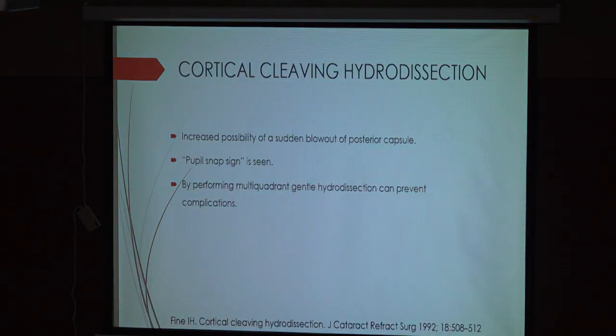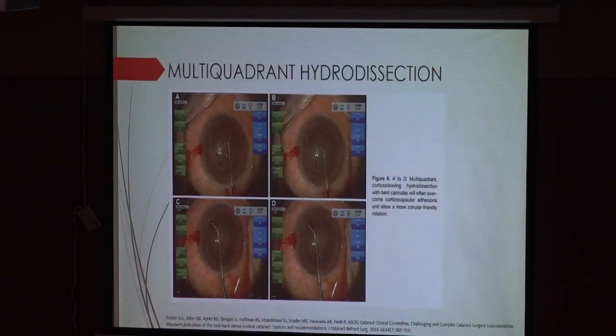Then next step is hydrodissection, and as there is hardly any space in hard cataract, the chances of blowout is very high, so you have to do minimal hydrodissection, and we have to go at multiple places, go through your main port, side ports, inject minimal fluid, and the moment you are able to rotate the nucleus, stop, otherwise you can have blowout, and your pupil will constrict if there is posterior capsular rent. And if you are attentive, you can pick up it immediately. So this is multi-quadrant hydrodissection.